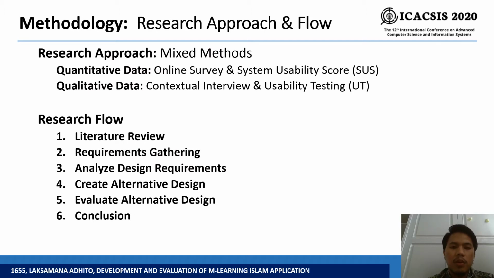And the research approach is using mixed methods. It uses quantitative data and qualitative data. Where the quantitative data uses an online survey and system usability score or SUS. And for the qualitative data, contextual interview and usability testing or UT are used. For the research flow, first is the literature review, second, requirements gathering, third, analyze design requirements, fourth, create alternative design, fifth, evaluate alternative design, and sixth, conclusion drawing.